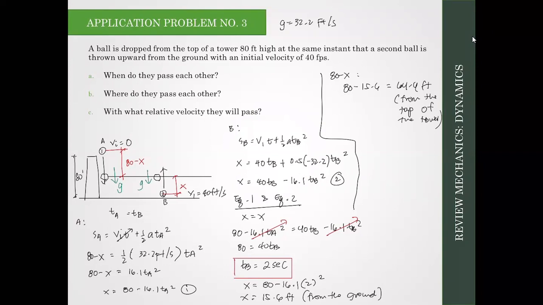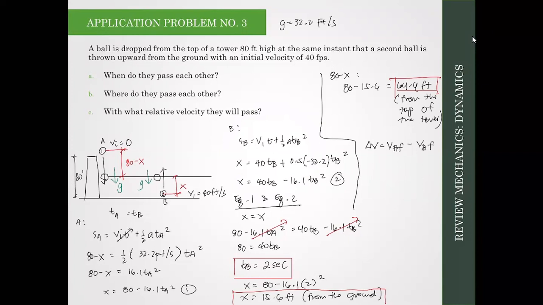Okay? So, dapat check natin yung given, yung choices, no? Kung alin sa choices yung nakalagay. Okay? Then last, with what relative velocity they will pass. So, relative velocity, kunin nyo lang yung final velocity ng each condition natin, no? Yung relative natin, i-ano nyo lang yung final velocity ng A minus yung final velocity ni B, no?